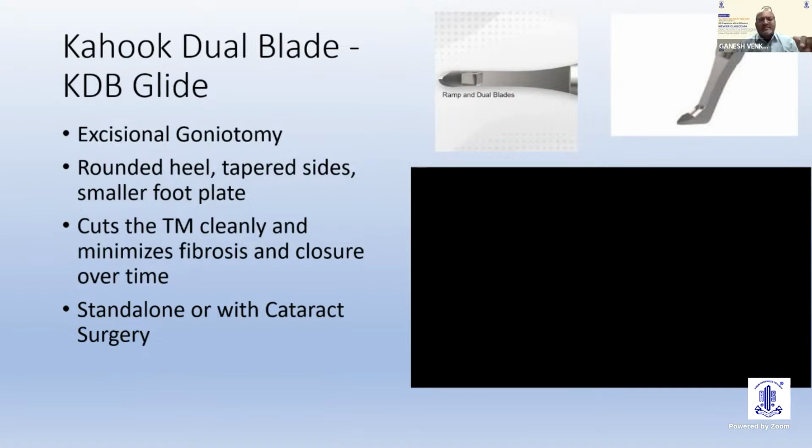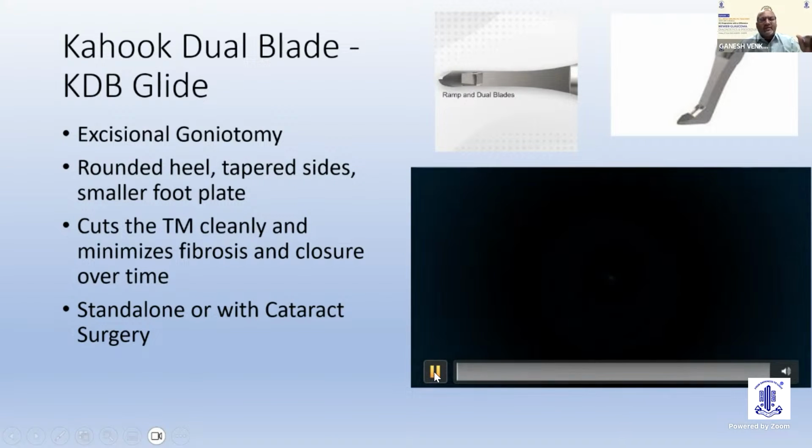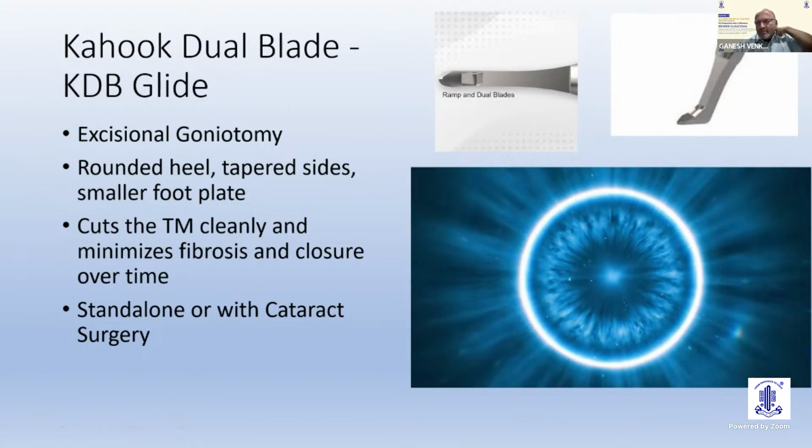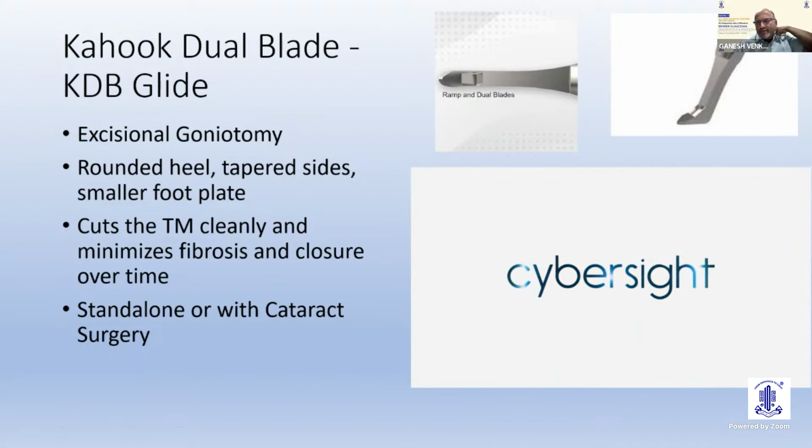So coming to the next excisional goniotomy, which is the Kahook dual blade. You have two blades which are side by side, and there's a ramp and a heel.